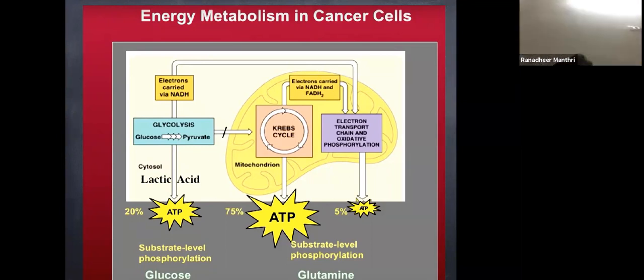This change in metabolism is the most important hallmark of cancer, and the electron transport chain contributes to only 5%. So the substrate level phosphorylation, both because of glucose and glutamine, will lead to utilization of more glucose, more glutamine, and production of less energy. Next slide, please.